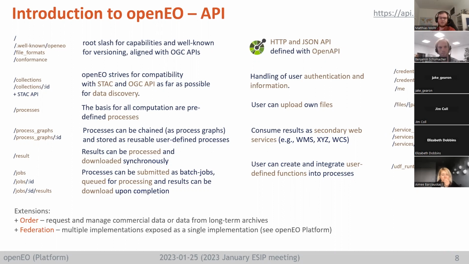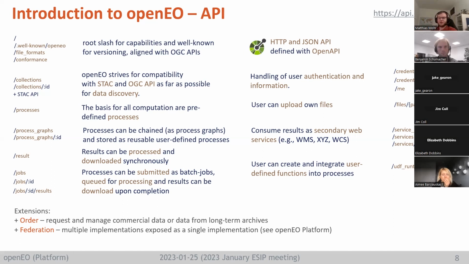I've talked about the data processing, that you can do synchronous processing, you can do batch processing, and on-demand processing via secondary web services like WMS, XYZ, WMTS, etc. Of course, you can upload your own files to the server, like a GeoJSON file or any auxiliary data that you have and want to use in your processing workflow. Authentication, of course, is required.